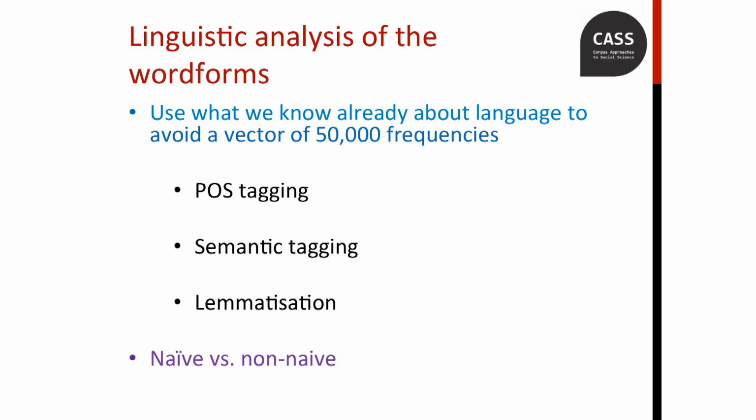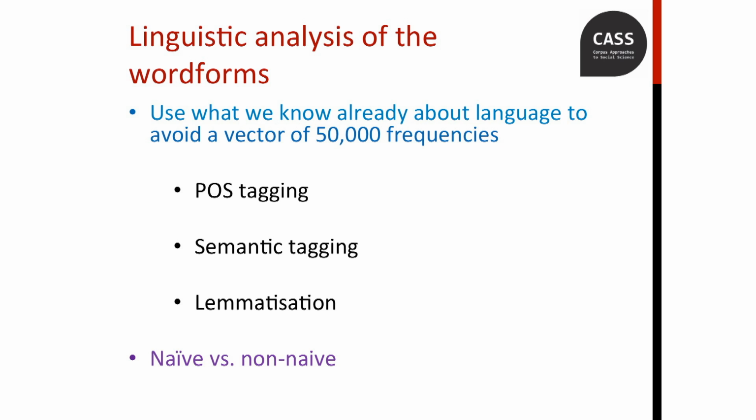So for instance, we know that the and a are articles. So why measure them separately to begin with? Stick them together because we know they belong together. So for instance, this is how you can use tagging or lemmatization to reduce the number of features. So rather than 50,000 word type frequencies, you've got maybe 135 POS tag frequencies, or a couple of hundred semantic tag frequencies.